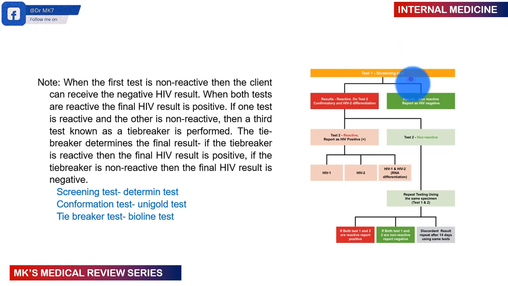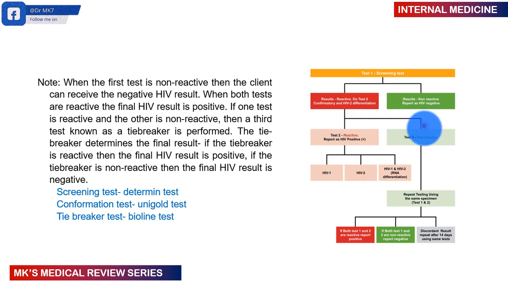If the patient is negative, there's no need to repeat the test. You just report this patient as being HIV negative. They do not have HIV. Now, if the screening test turns out to be positive, then you do a second test, which is a confirmatory test. There are two possibilities. If the confirmatory test is positive, then you have to type their HIV, whether it's HIV type 1 or type 2. This is, of course, your genetic studies.